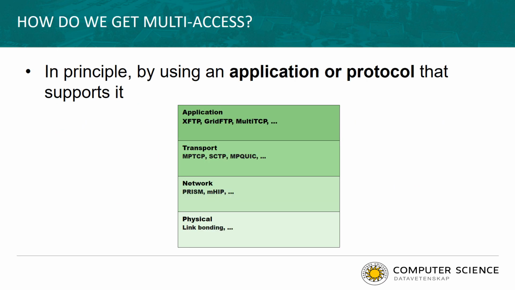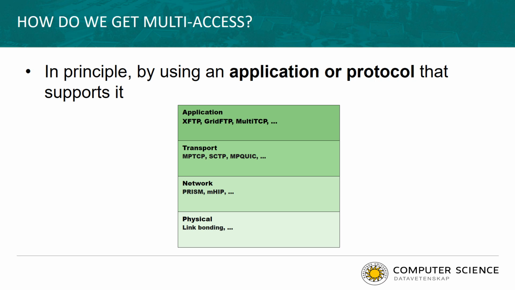So if multi-access is now beneficial, how can we actually get it? Well, in principle, what you need is an application or a protocol that supports it. And this support may be available at different levels in the protocol stack, and these have different pros and cons. So you may have the support directly in the application.